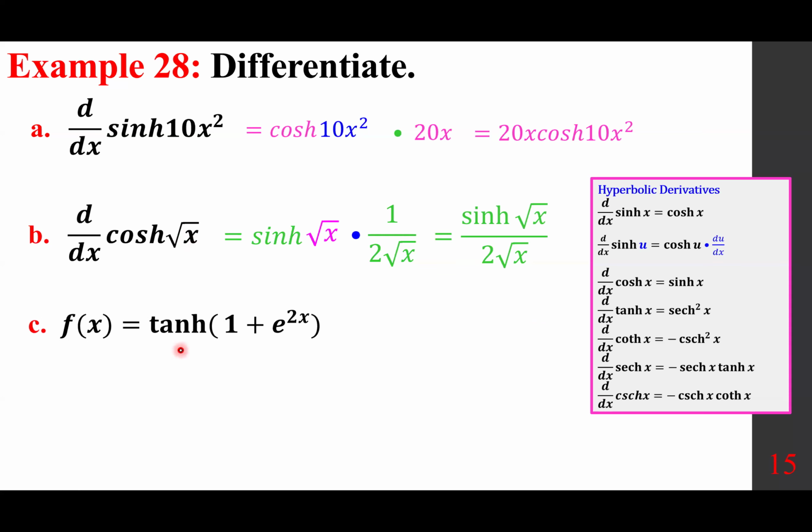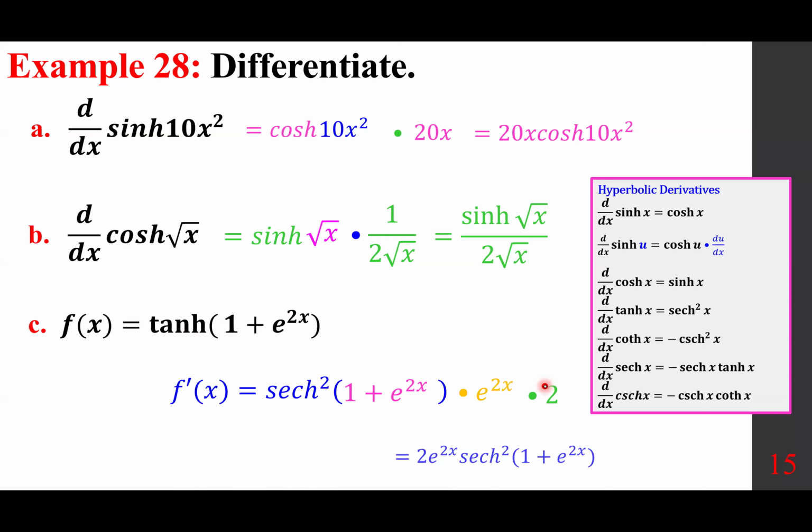f of x is the hyperbolic tangent of 1 plus e to the power of 2x, and the derivative of hyperbolic tangent is the hyperbolic secant squared. So we're going to write hyperbolic secant squared of what? Absolutely the same thing, the same argument. And then by the chain rule, you need the derivative of that, which is e to the power of 2x times 2. Rewrite it, you're done. So pretty straightforward when it comes to hyperbolic functions as well.